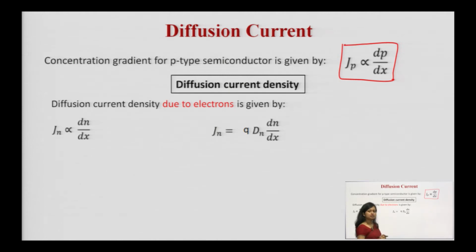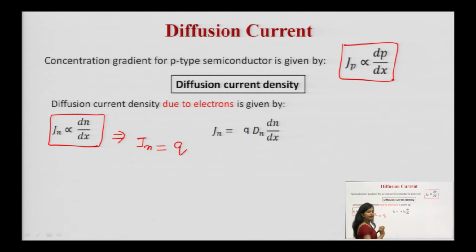Now, let us discuss in detail the diffusion current density. Diffusion current density because of the electrons: you know that Jn is directly proportional to dn upon dx. As I have told you also, there is a decrease in the concentration of electrons with respect to distance, which means there will be a minus sign, and to remove this proportionality you have to include a proportionality constant. So, from here you can write down Jn is equal to what?